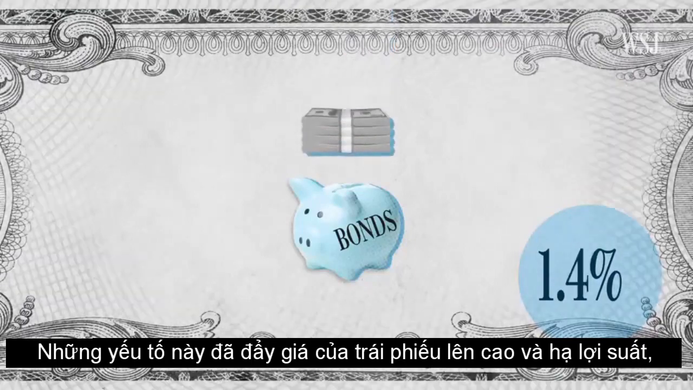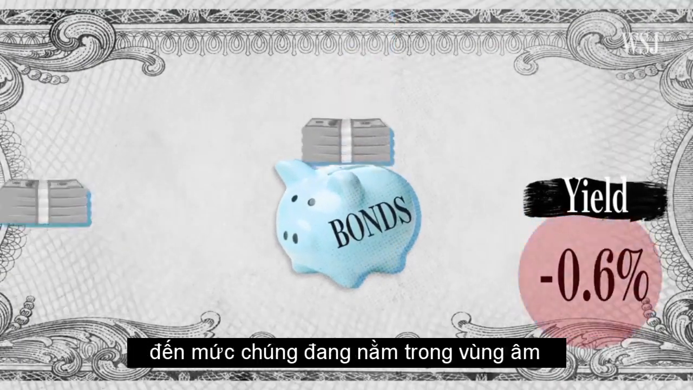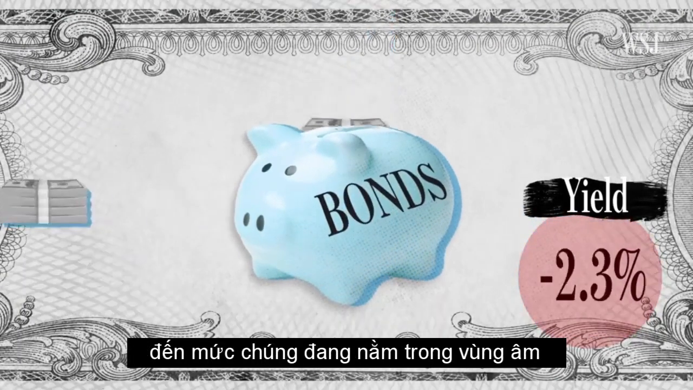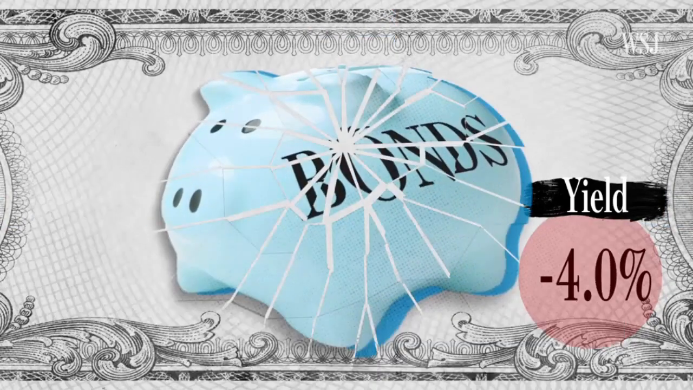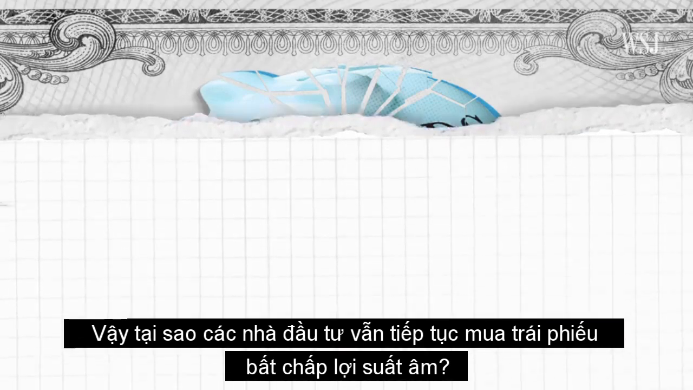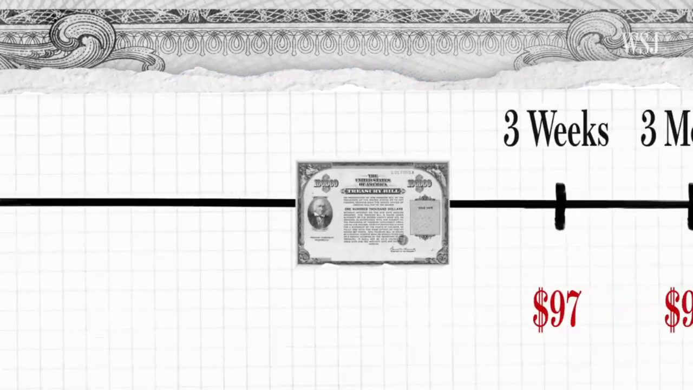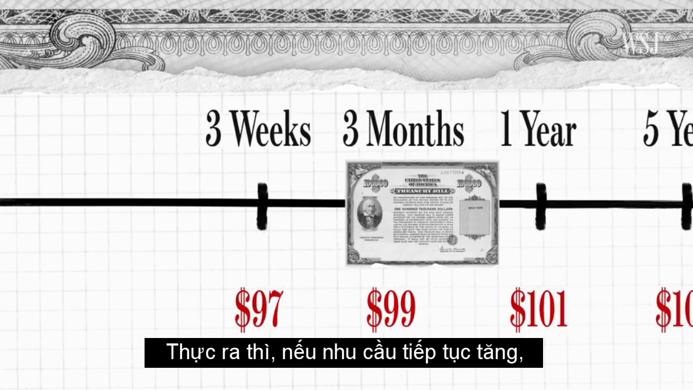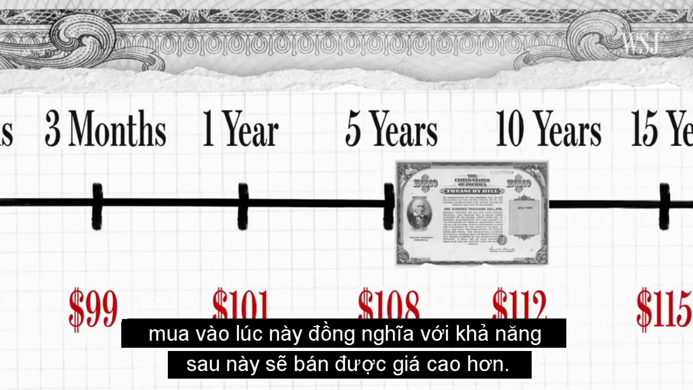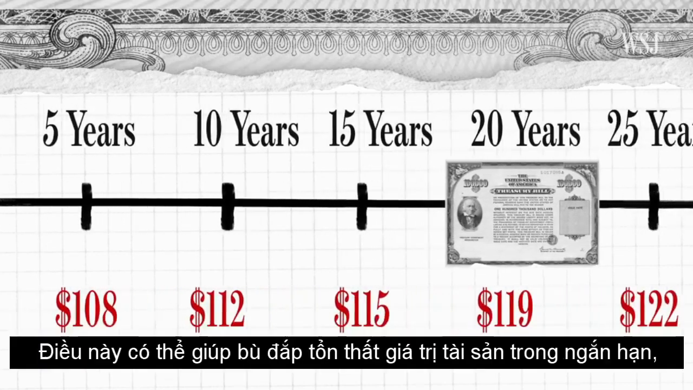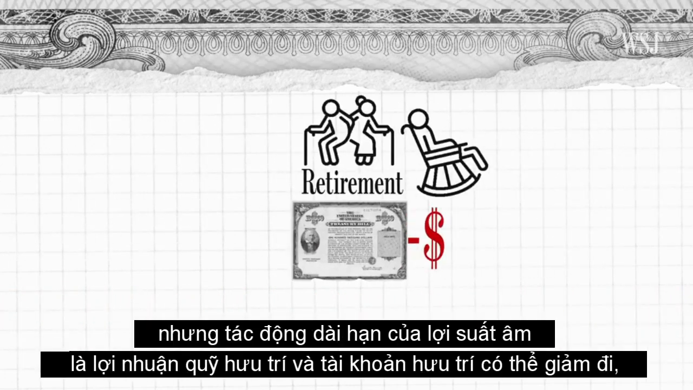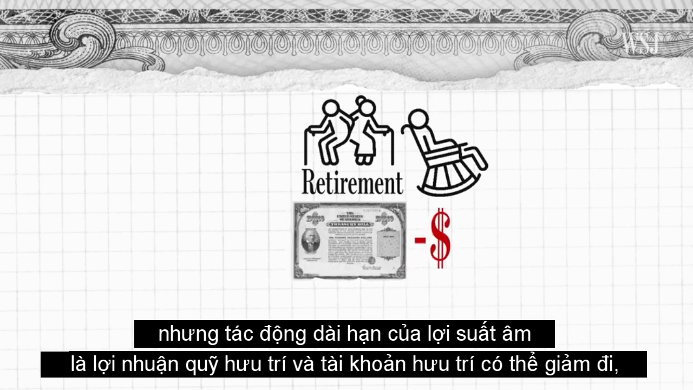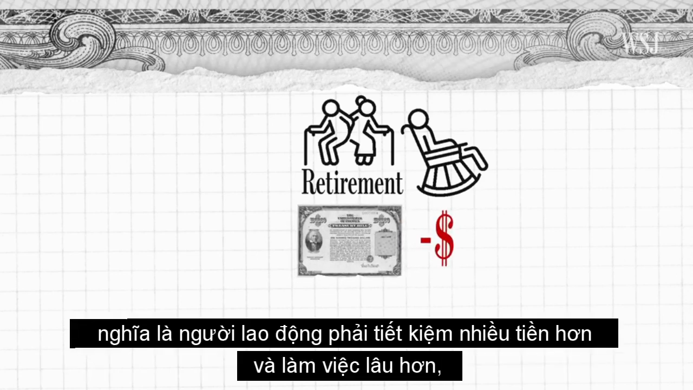These factors have pushed bond prices higher and driven down yields, so much so that they are now in negative territory, and in some cases, even below the negative rates set by central banks. So, why would investors continue to buy bonds with negative yields? Well, if demand continues to rise, buying now means potentially selling bonds later at a higher price. This can help offset losses in the short term, but the long-term implications of negative yields could mean lower returns on pensions and retirement accounts, meaning workers might have to save more and work longer.